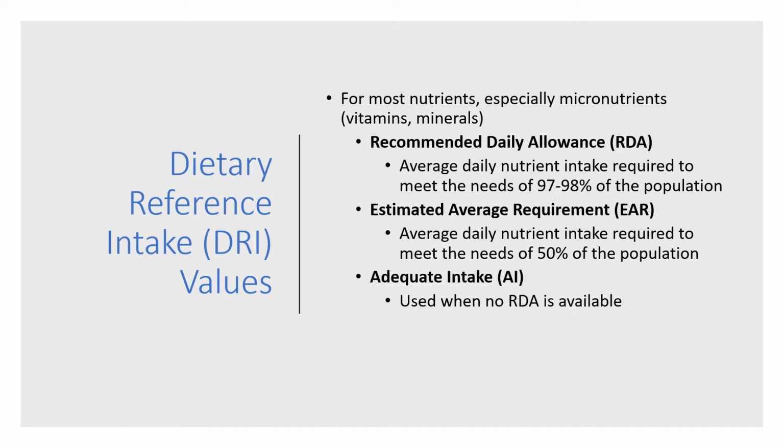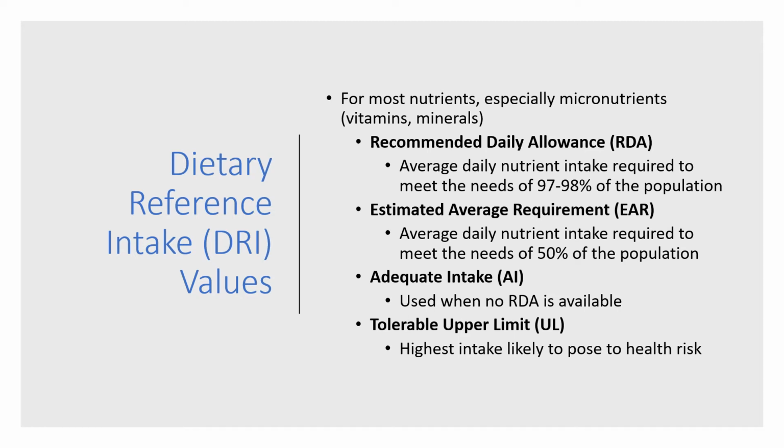And then when we have very little information about a nutrient, adequate intake is the reference value that's applied. So adequate intake is just to say, it seems to be that if a person takes in at least this much of this nutrient, they should be at a reduced disease risk and should be in general good health.